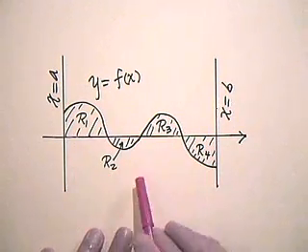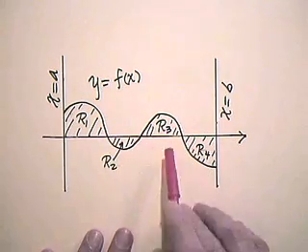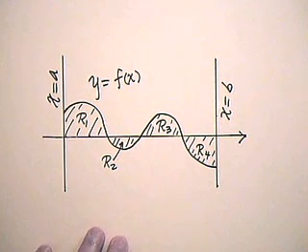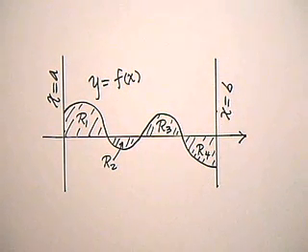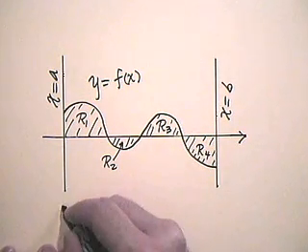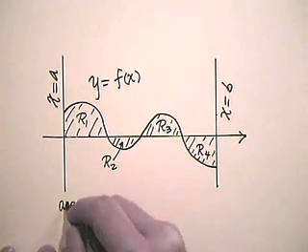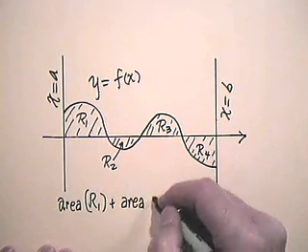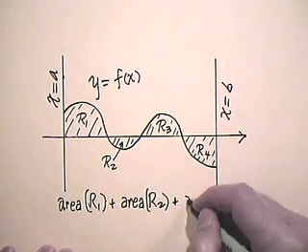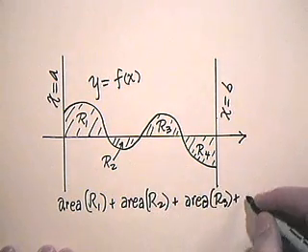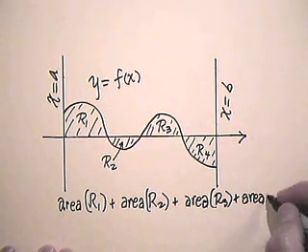So if I want the area enclosed by these two vertical lines and trapped between the function's graph and the x-axis, notice it consists of several pieces. I've denoted these R1, R2, R3, and R4. So what we're interested in then is the total of those areas. So the area between the graph of the function and the x-axis here would be the area of R1 plus the area of R2 plus the area of R3 plus the area of R4.